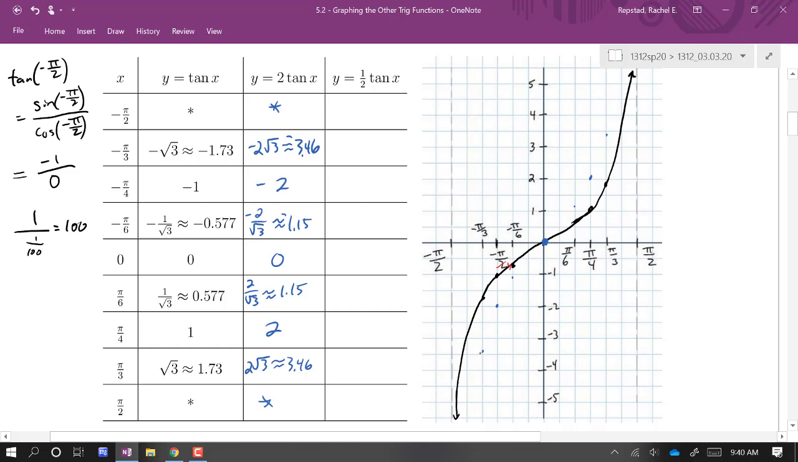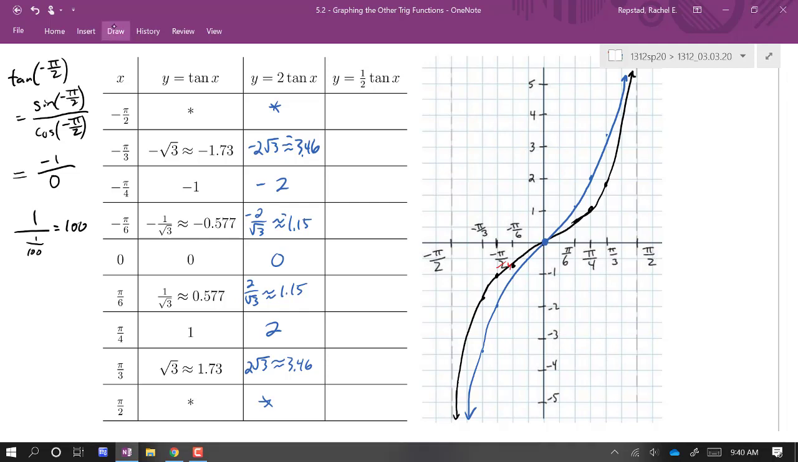So we have this same kind of behavior. All it did, it seems, is if you take the black graph, what you do to the black graph to obtain the blue one, you just stretch it out a little bit. All right? And we do this one more time and graph 1/2 tan x.